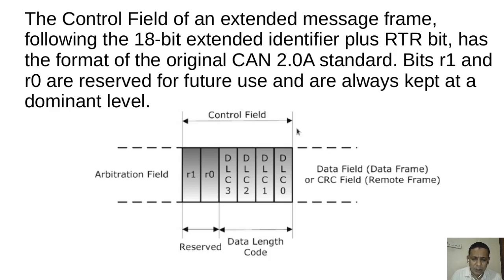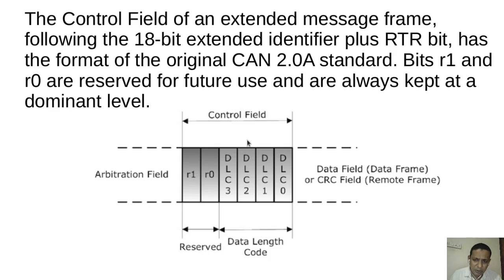Then what are the other differences between the standard frame format and the extended frame format? You see the control field of the extended frame format. Again the 4-bit DLC is there in both the standard frame format and the extended frame format. This is the control field, and R0 and R1, two bits, are reserved for future use. This is the arbitration field, this is the control field, and this is the data field.